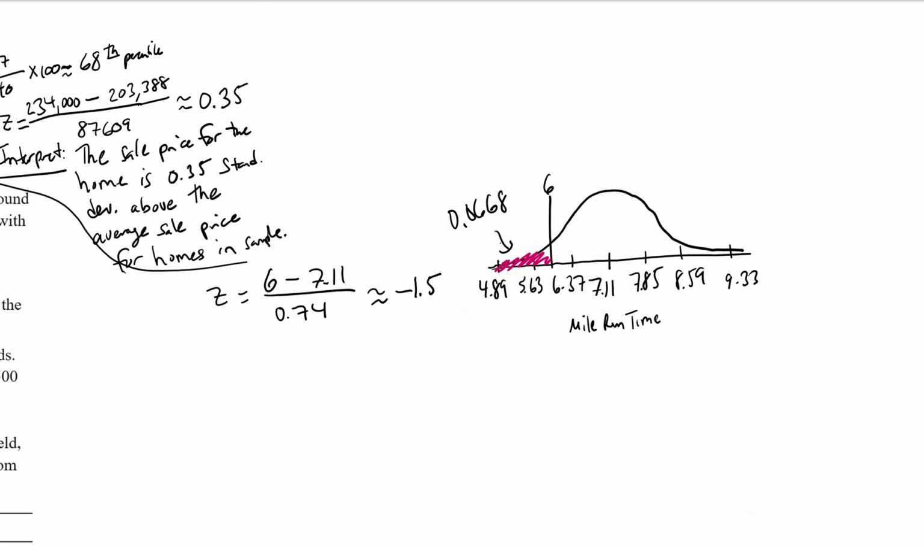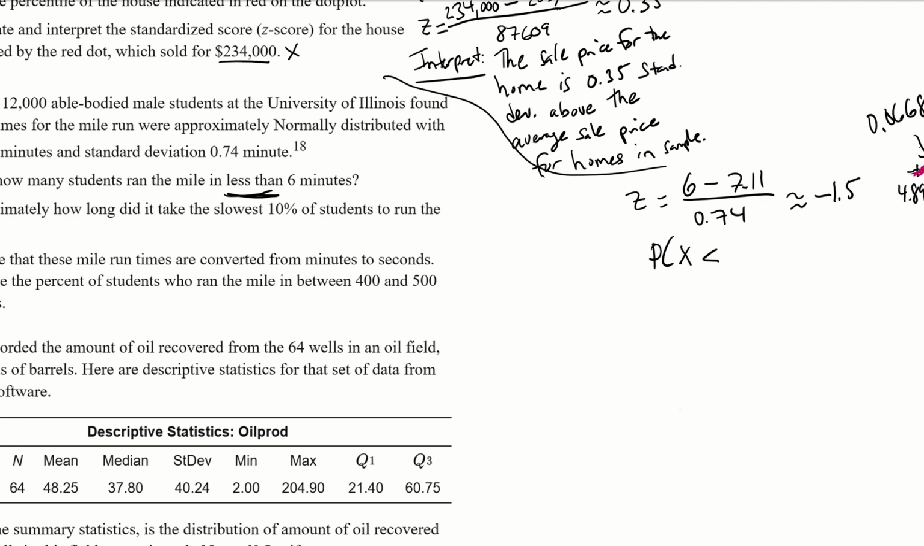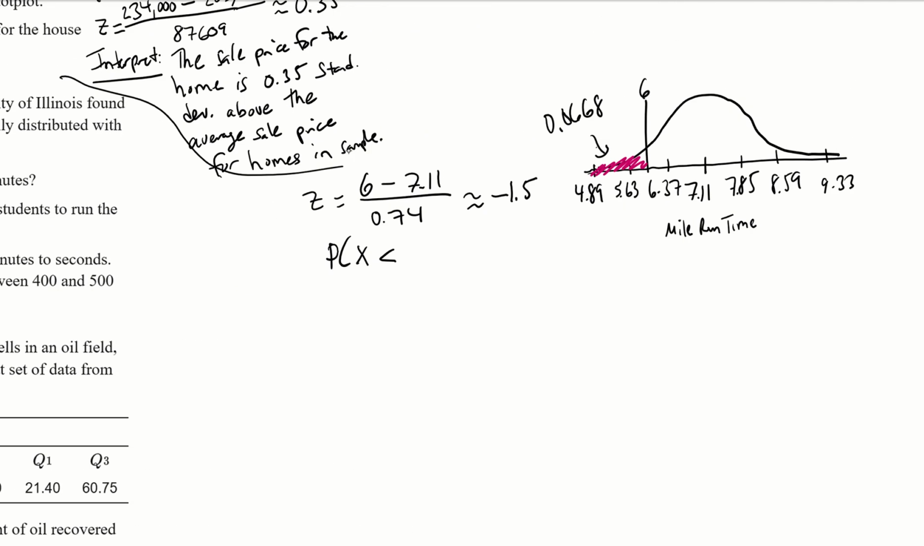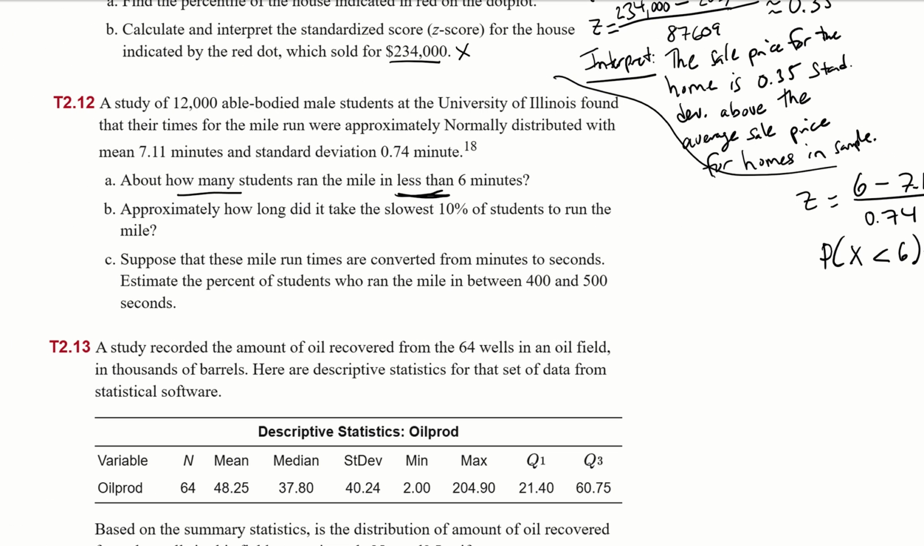Okay, so when I show my work, we're going to say that the probability that my x value is less than, what was the number? It was less than 6 minutes, right? Is equal to 0.0668. Now they don't want the percentage, they want how many students, right?